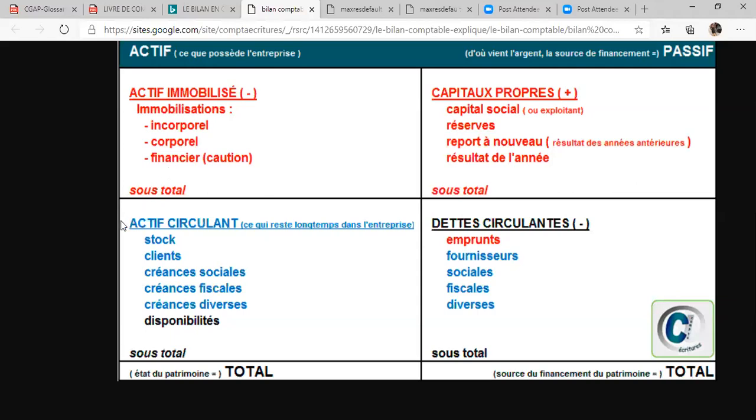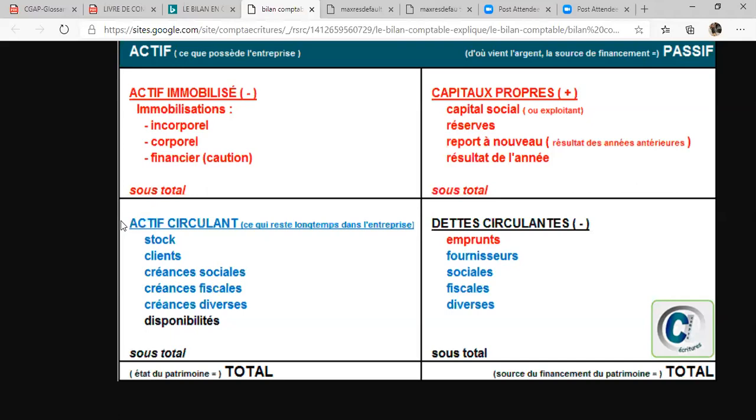So, active secular. We have the first one being stock. Here we have things like stock. These are goods that are bought for the purpose of resale. We have things like stock in hand, closing stock, opening stock. We have things like that.